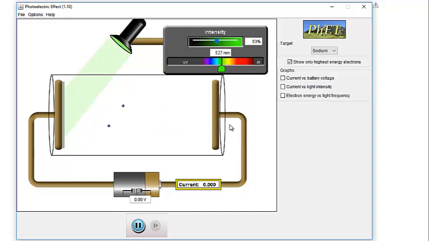So now we're in the green region, and we start to see these little things coming off the metal. These represent electrons. So now I'm emitting electrons from the metal. So now let's see what happens when I increase the intensity. I'm going to put the intensity up. When I increase the intensity, what happens?